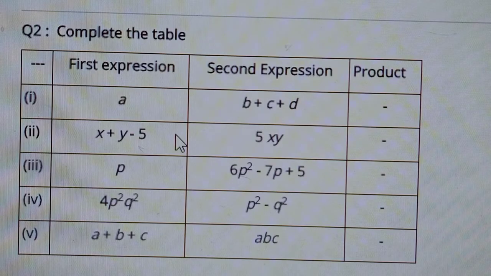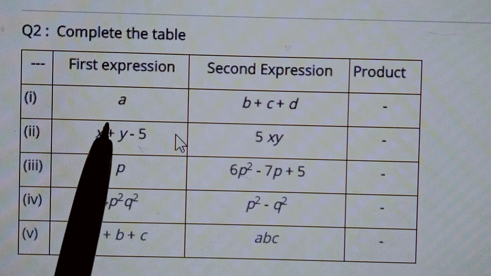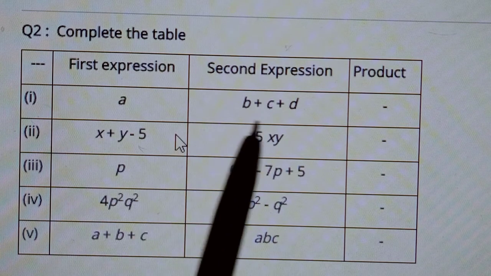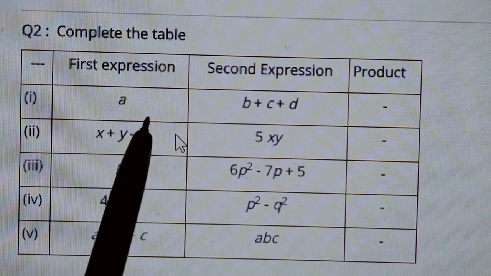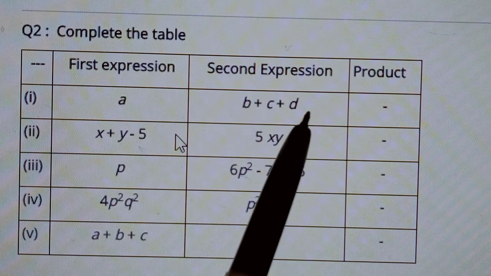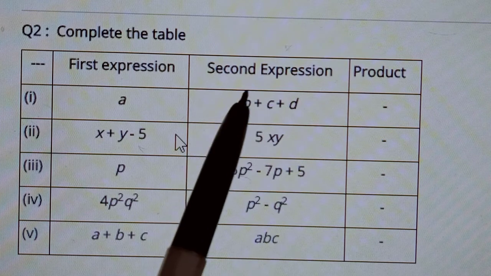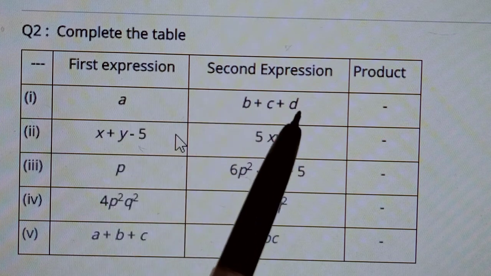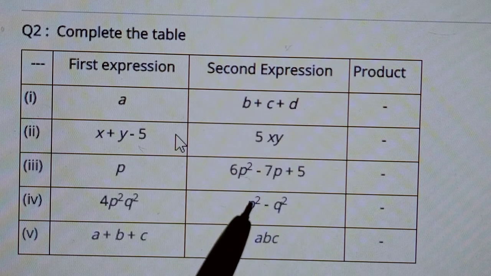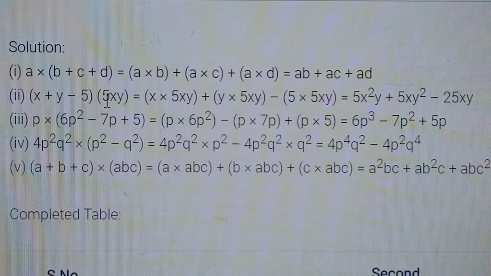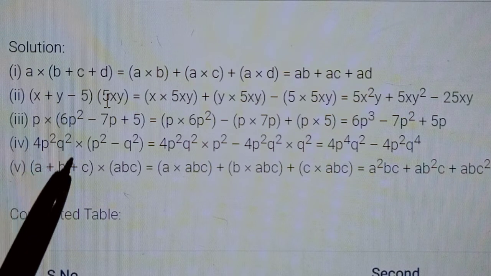Now question number 2 is asking you to complete this table, and what we are doing in this table is finding the product. Clearly written, this is one of the expressions, this is the other. You have to find the product, multiplied. So write the monomial, then in brackets you'll write your whole second expression or polynomial and then distribute it inside like we were doing earlier. You may do your working separately and then fit the answers in the table.